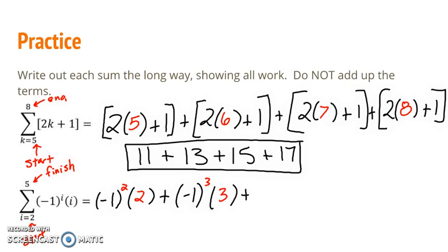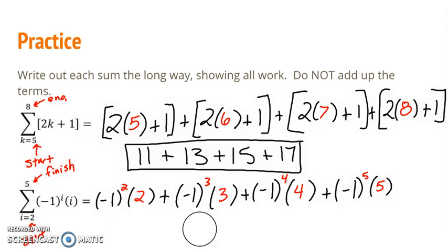Then I go plus negative 1 to the 4th power times 4, plus negative 1 to the 5th power times 5. So again, I started with 2, then I go 3, 4, 5, and I finish with 5 because that's on top of the summation.